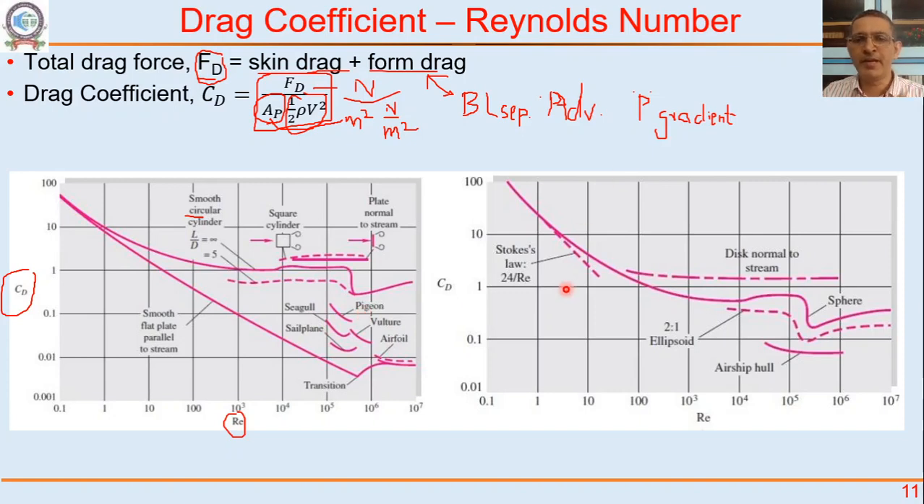If it's a spherical object, a 3D object, then this is the drag coefficient versus Reynolds number behavior. We'll see this in more detail. If it's a disc normal to the stream, normal means perpendicular. This is an ellipsoid. Sometimes bubbles are ellipsoidal. Airship hulls, right? Don't worry about this right now, we'll see this later on. So drag coefficient versus Reynolds number is unique to the surface, just like we have friction factor in a pipe versus Reynolds number, and that depends on the roughness of the pipe. Here it is going to depend on the shape of the object.